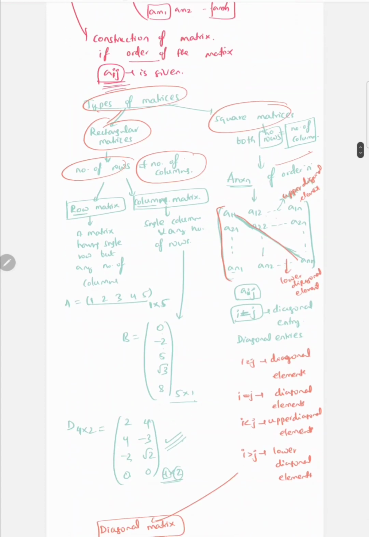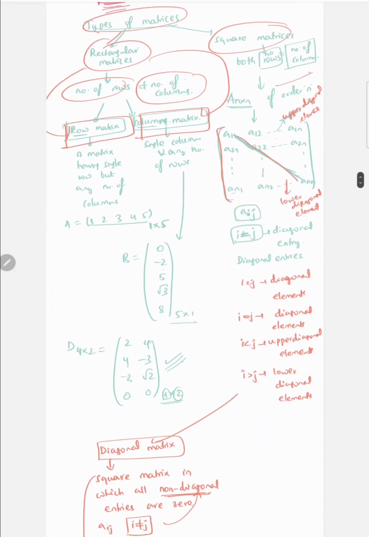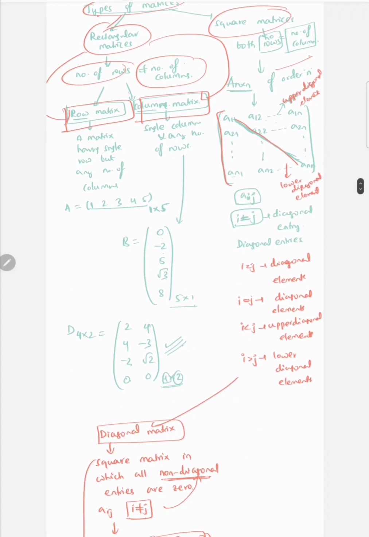In the case of a rectangular matrix, we have some special cases. One is the row matrix, and one is the column matrix. A row matrix has a single row. A column matrix has a single column. Any matrix which is neither a row matrix nor a column matrix, but is rectangular, is defined such that the number of rows is not equal to the number of columns. So this is how we can give an example of a rectangular matrix which is not a row matrix and not a column matrix.